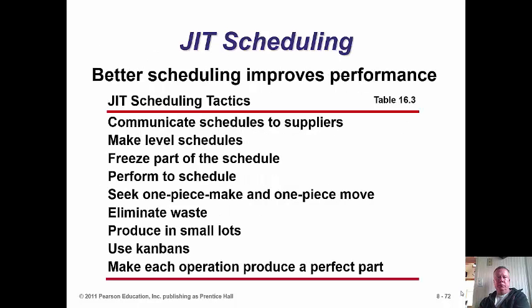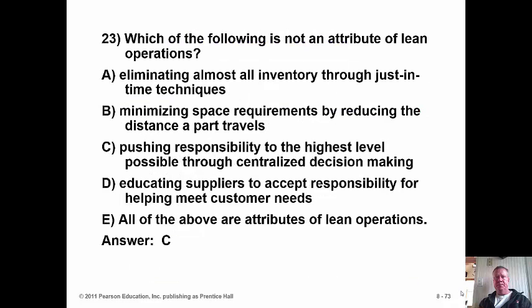Better scheduling improves performance. So freezing part of the schedule eliminates waste, small lots. So it all relates back. All this quality stuff. It's not that I'm showing the same slides over and over again. It's all the same concepts. It's all quality. Which of the following is not an attribute of lean operations?